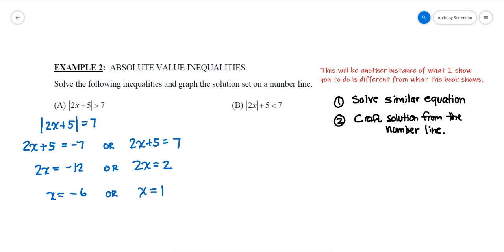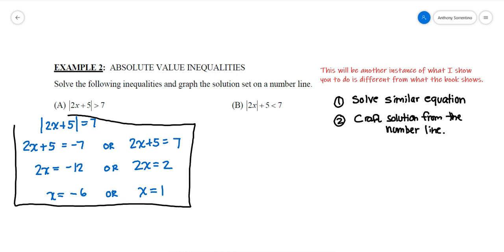I have to keep in mind at this point, this solves the equation, but my original problem is an inequality. I can't just leave it here. And that's a mistake that students will make using this methodology. They'll just solve the equation, call it quits, and say they're done. You're not done yet. Now here's where I use the number line to come up with my answer.